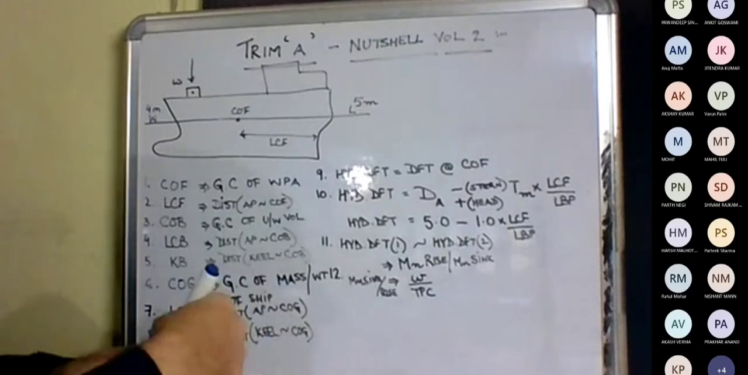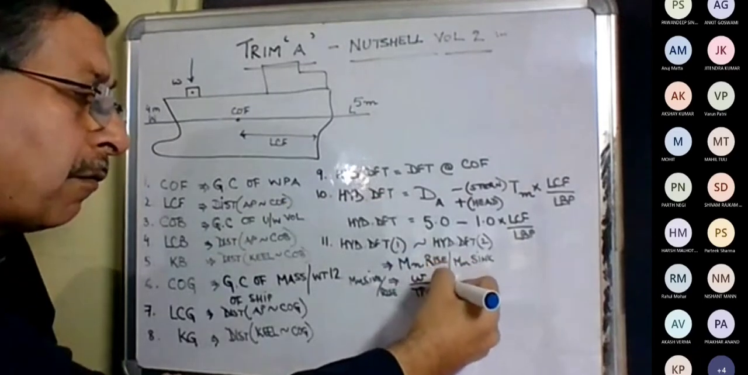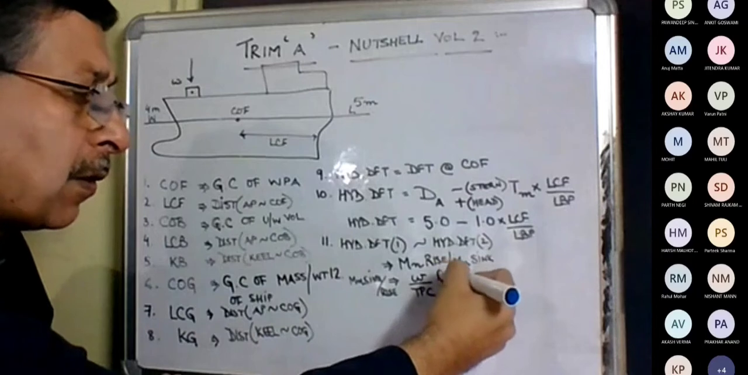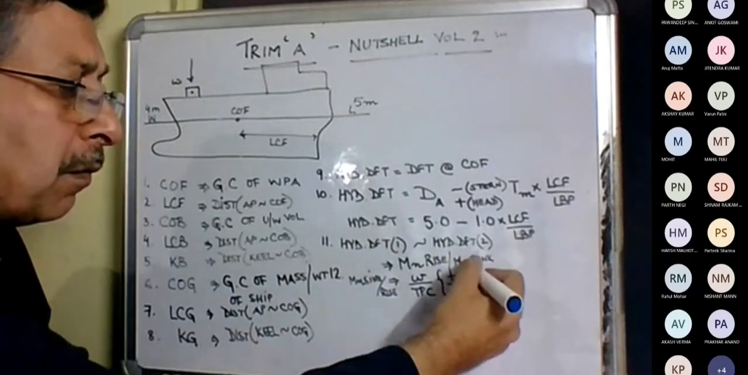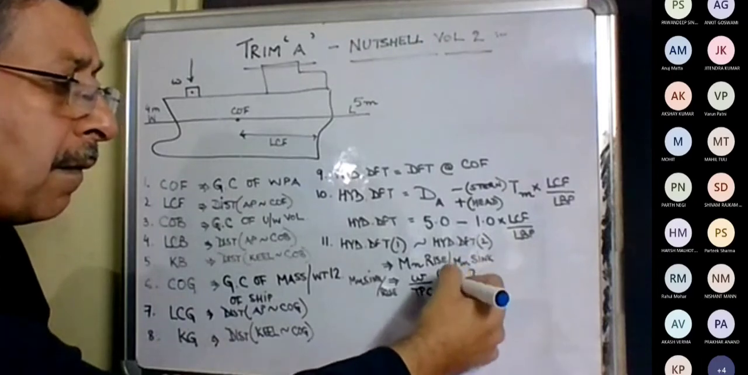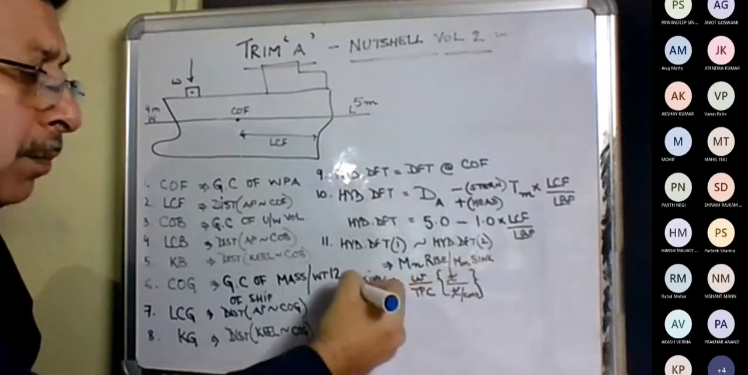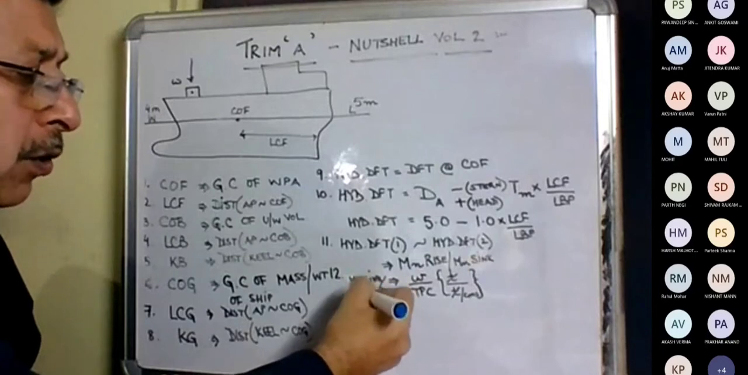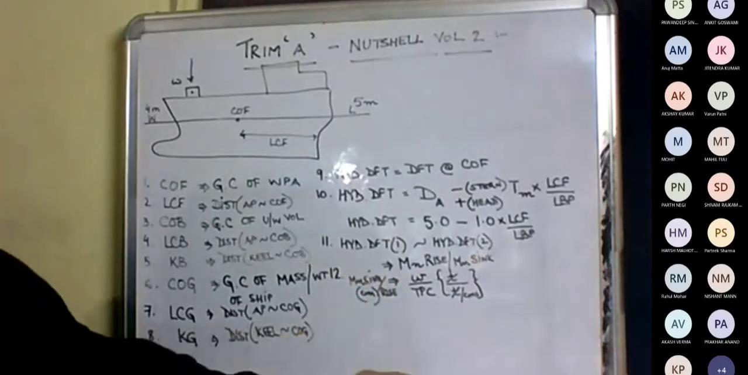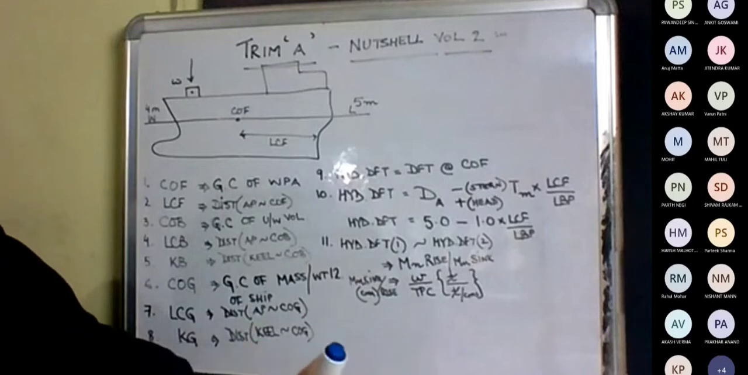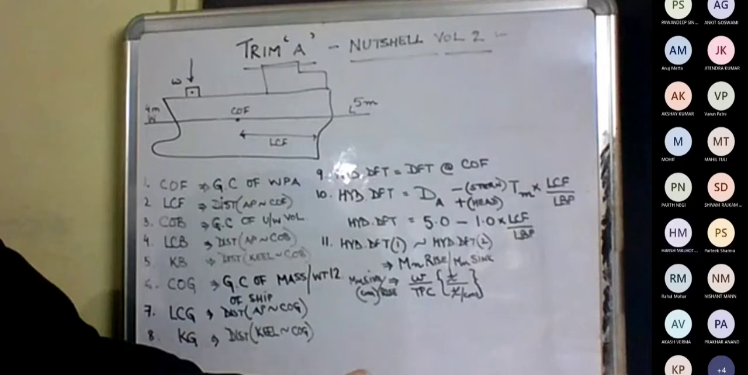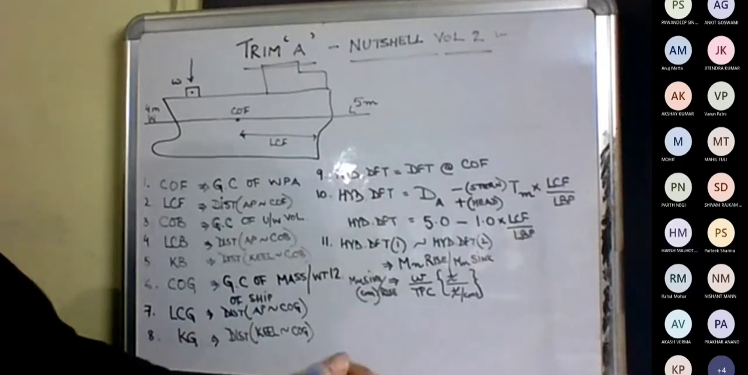So let's check the units of it. W is in tons. TPC is tons per centimeter immersion. Centimeter goes on top, so the unit on the left hand side will be in centimeters. Is formula number 12 okay with everyone? Yes, sir. All right.